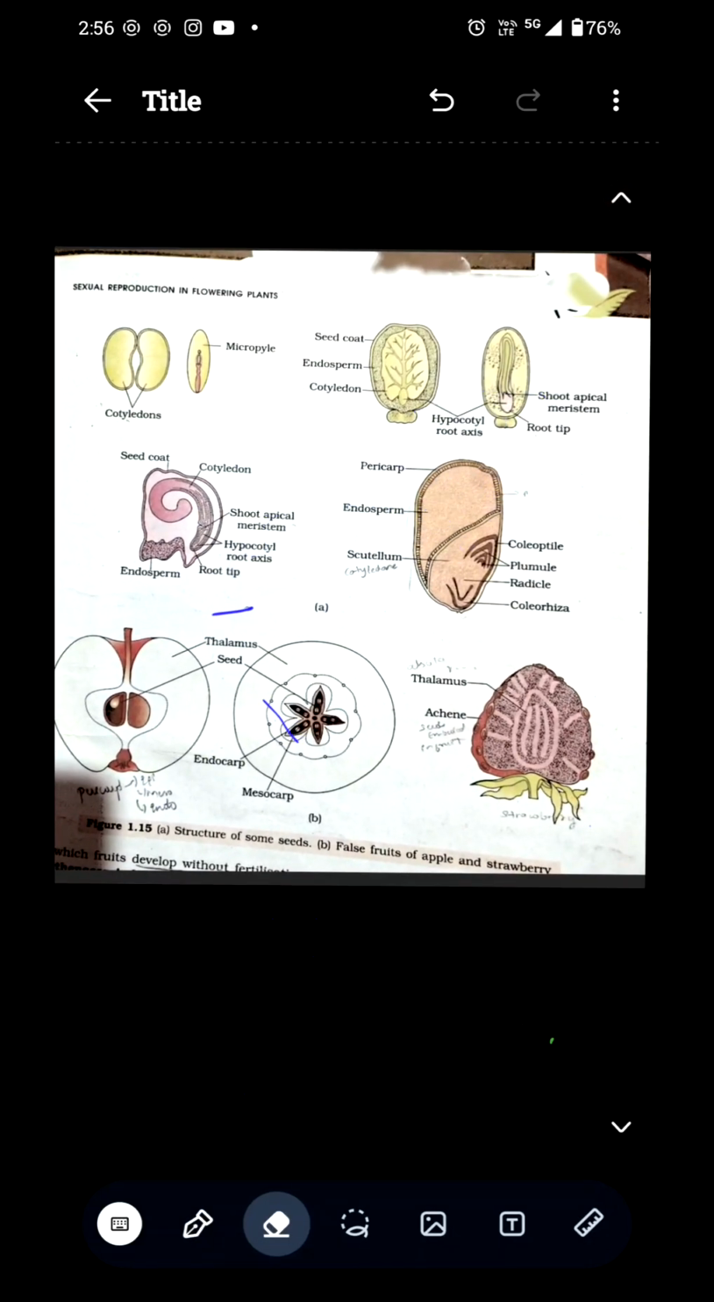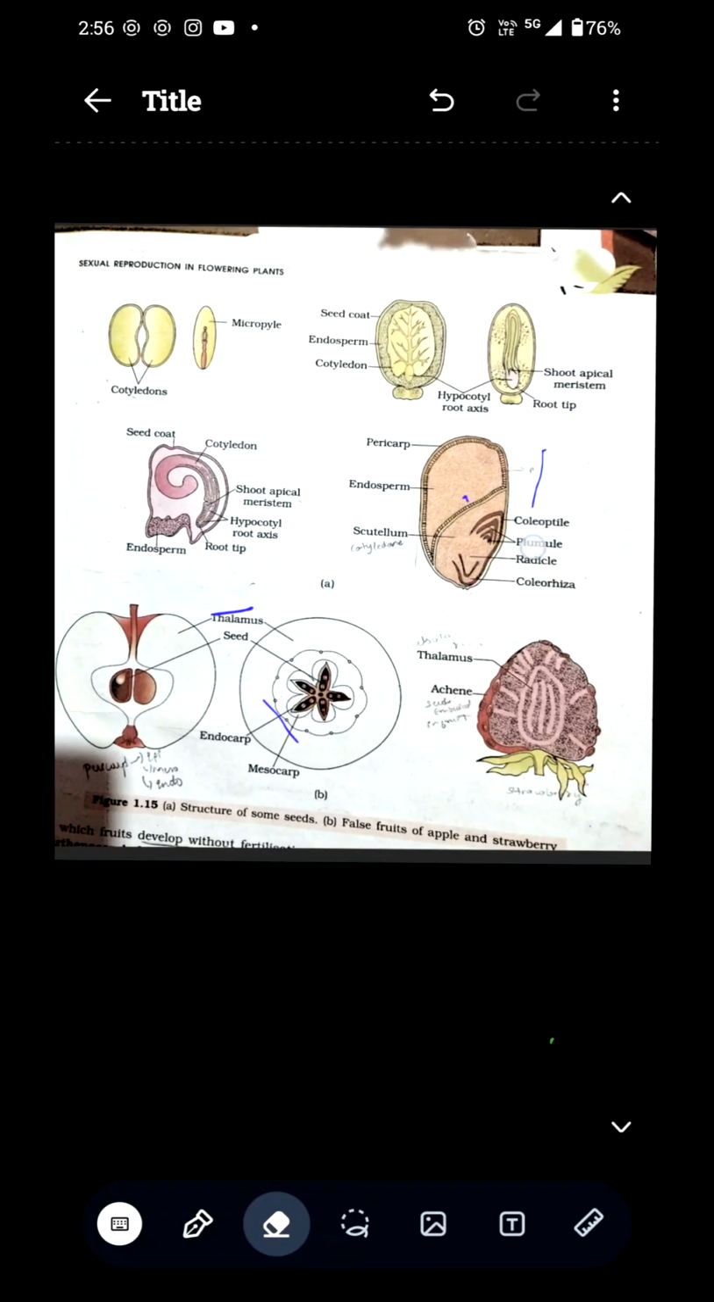So now let us move on to the next part, this diagram. I think you know this diagram, you already know it from the first year, right? In the morphology of the flowering plant lesson you have the pericarp, the endosperm, the scutellum, and I already said the plumule is very important. They always confuse you in competitive exams. They will give this as coleorhiza, they will give this as coleoptile, but it's a wrong diagram. I've already said that, right?